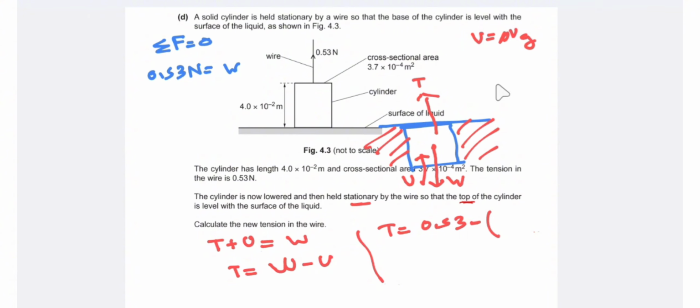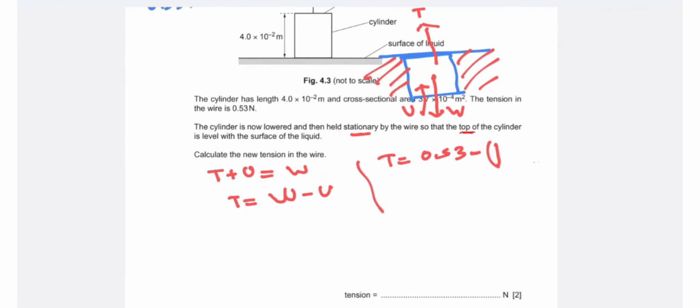And what is the value of upthrust? Upthrust is equal to rho Vg, where rho is the density, which is mass per unit volume, V is the volume and g is the gravitational field strength.